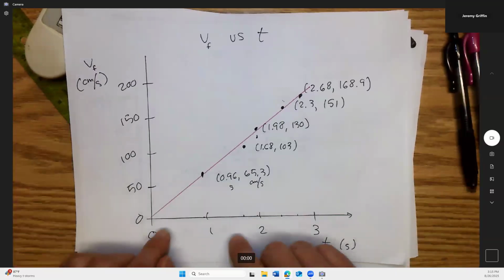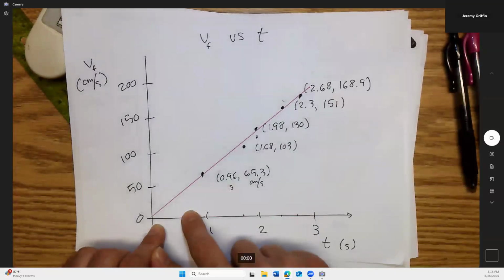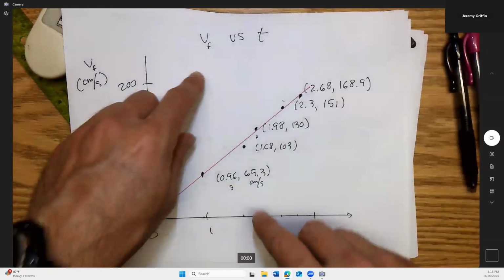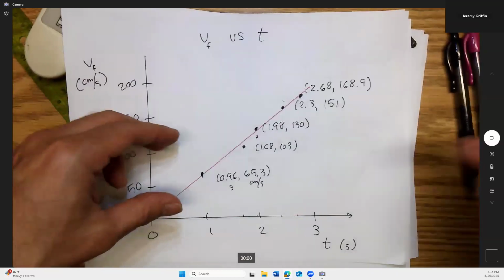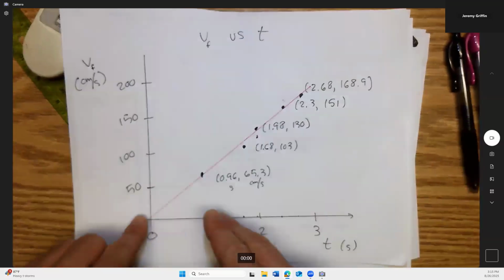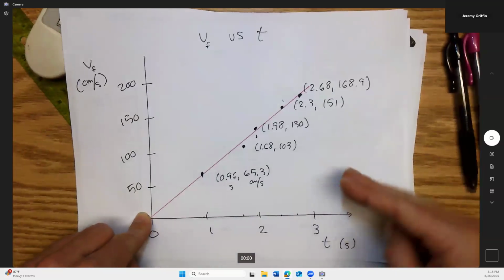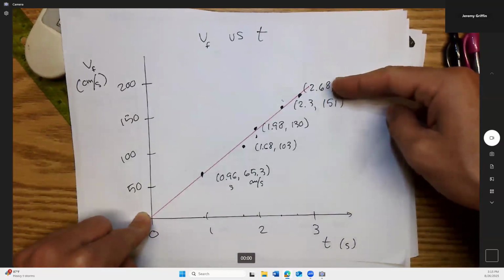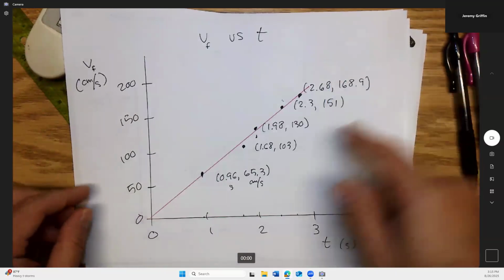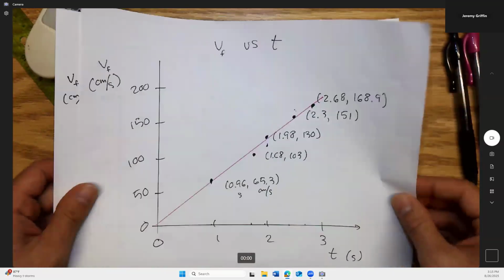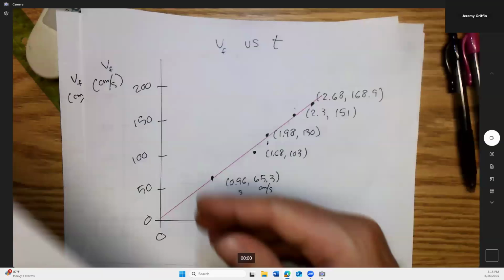So velocity versus time. Now, the fact that v versus t comes out to a straight line, remember, this is the final speed of the car at the bottom of the incline going through the speed gate. It means that if the car was rolling for twice the amount of time, it would pick up twice the speed. Yeah, that's exactly what that means. That's a direct relationship.